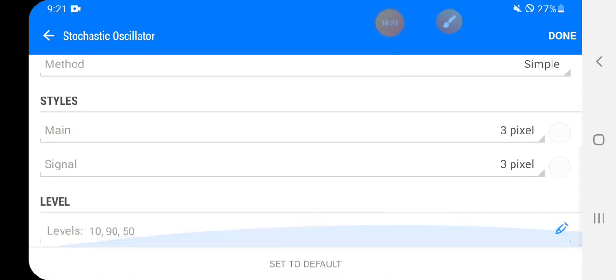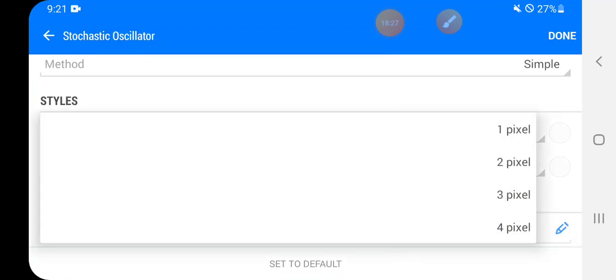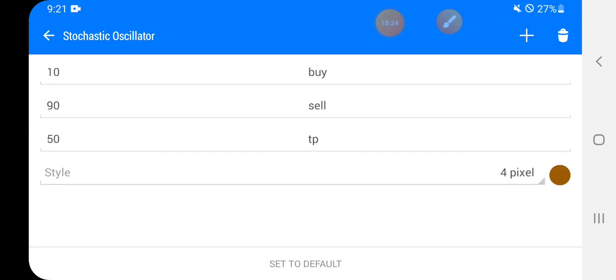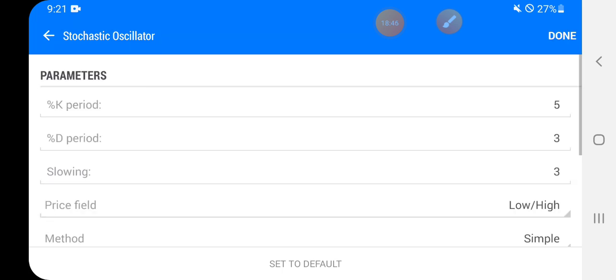After that we have levels. The levels are 10, 90, 50. Our level 10 is where we should be buying. You can see I've already labeled it. Level 10 is buy, level 90 is sell, and 50 is TP, the take profit level. Then after that you click on done.